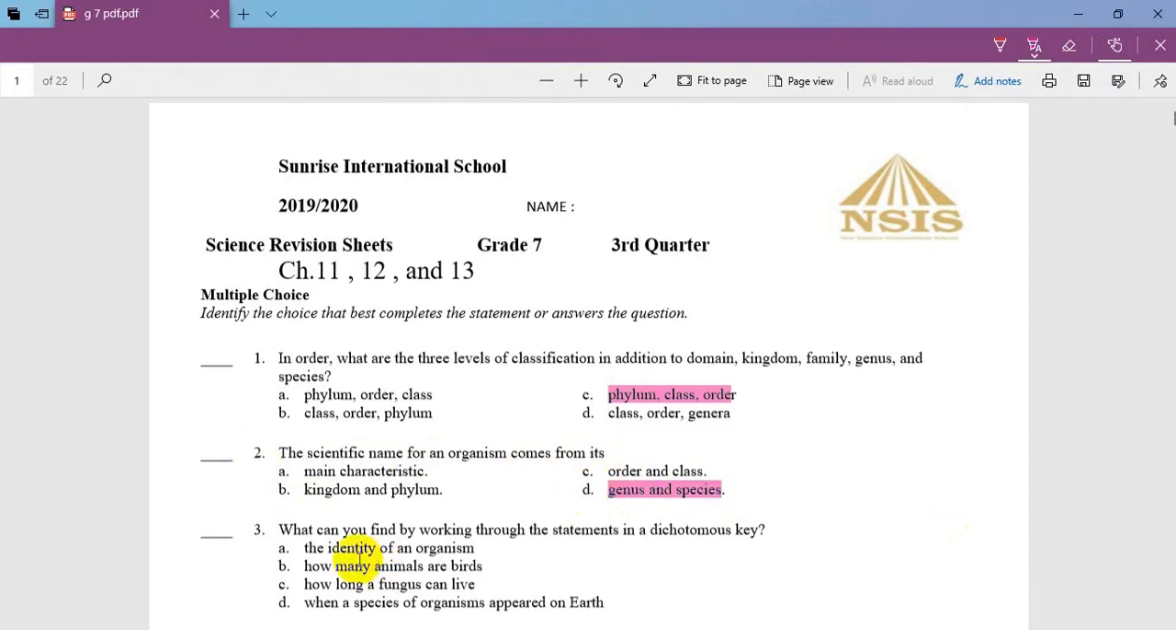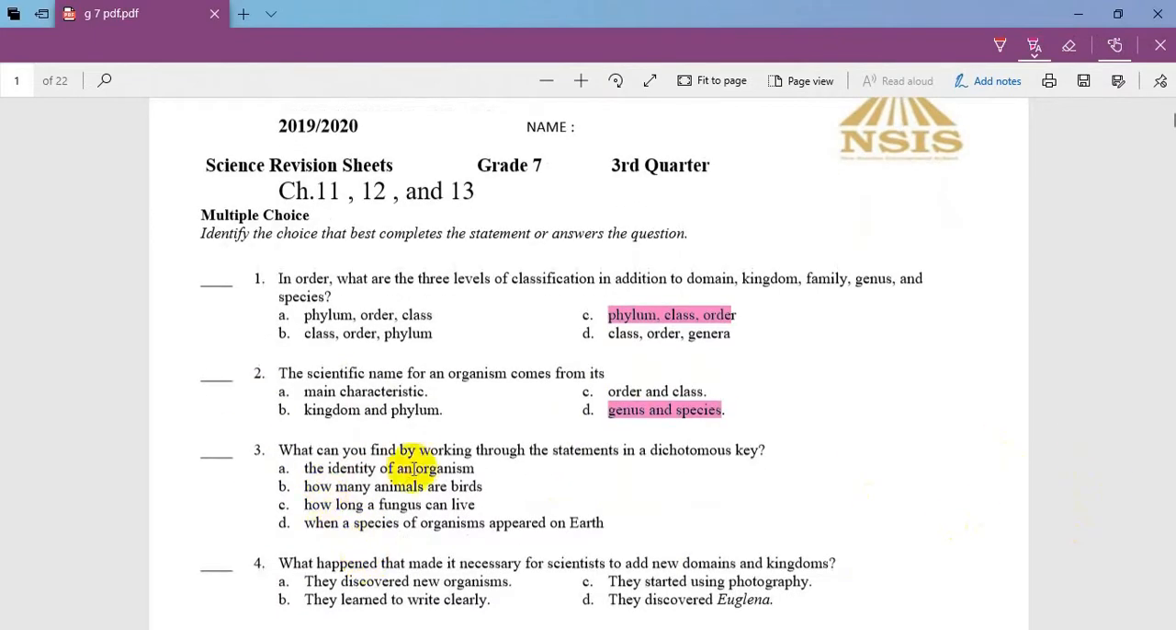Question 3. What can you find by working through the statements in a dichotomous key? The dichotomous key is a guide that helps you identify organisms by giving you two statements or two sentences to choose from each time. So the answer for question 3: the dichotomous key helps you to identify an organism. The answer is letter A.